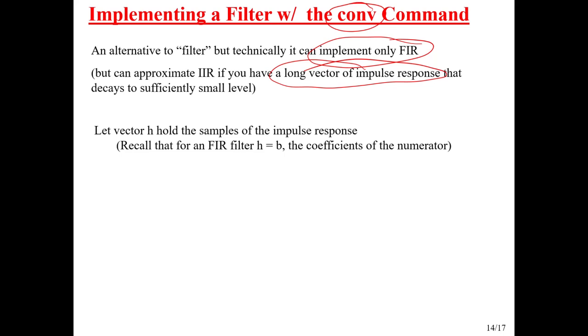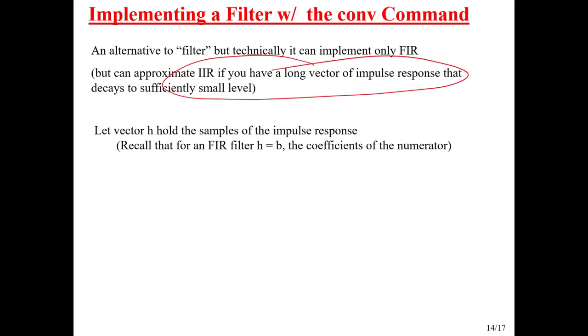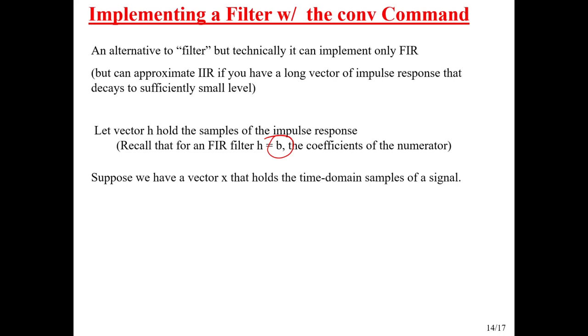So we're going to let H hold the samples of the impulse response. And even if it is intended to be an IIR, where this is a long vector that decays down to a sufficiently small value, we can still think of it as essentially an FIR filter. So those will be the B coefficients. So we could actually put that H in as the B in a filter command and then put in 1 for A. We could do it that way, but I'm trying to show you this convolution command because there will be times when we'll use it.